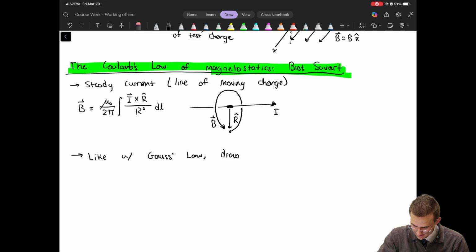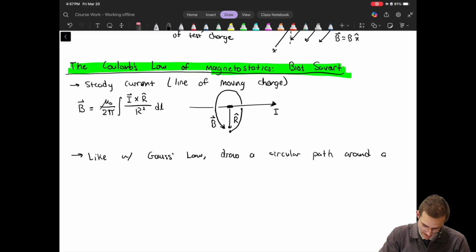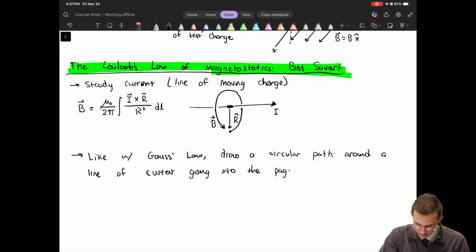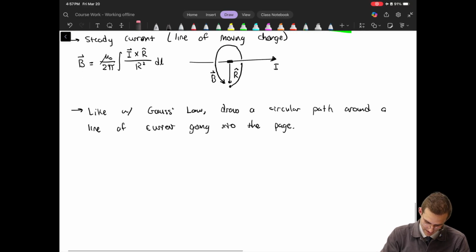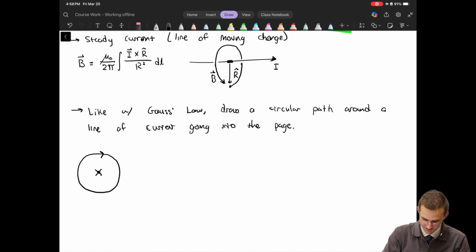Draw a circular path around a line of current going into the page. All right, so that looks like this. The circle looks like this, and it's going in that direction. And then I'm going to draw it as an X because it's traveling away from us into the page, this I vector.